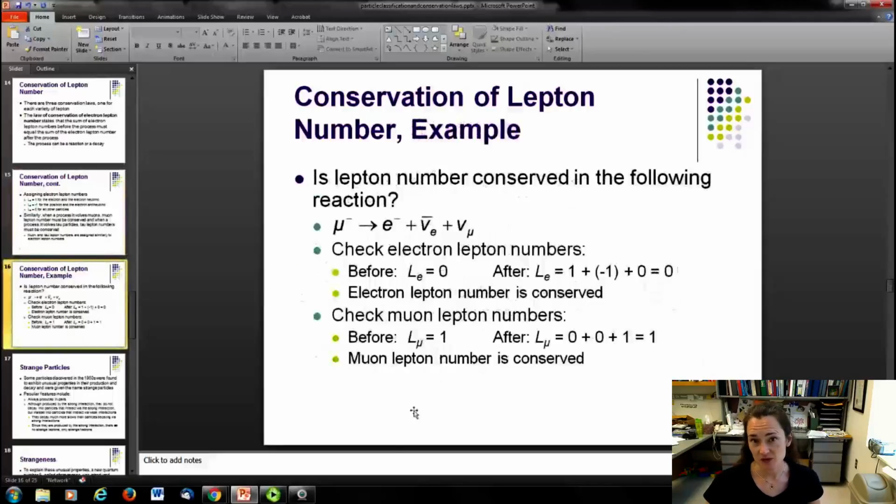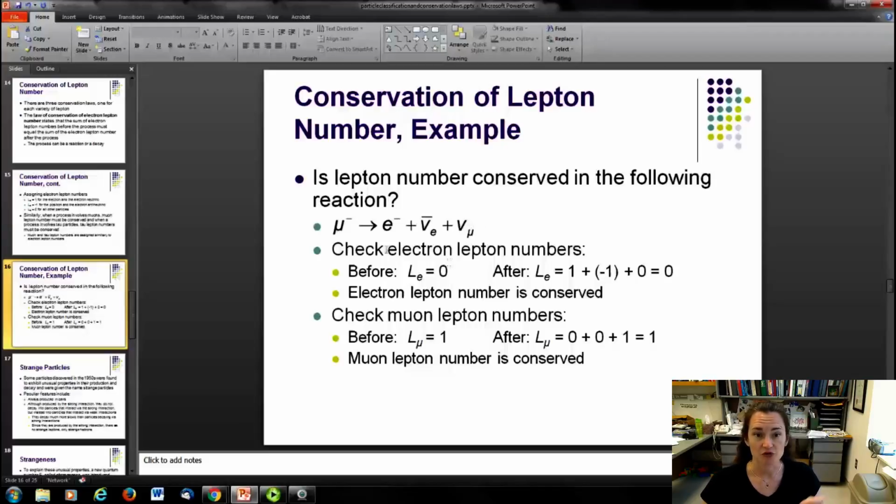So let's look at this reaction for an example. Is lepton number conserved in this reaction? Here you have a muon decaying into an electron, an electron antineutrino, and a muon neutrino. So let's check this out.